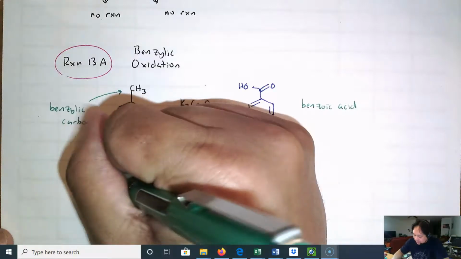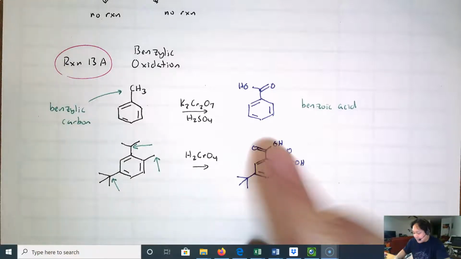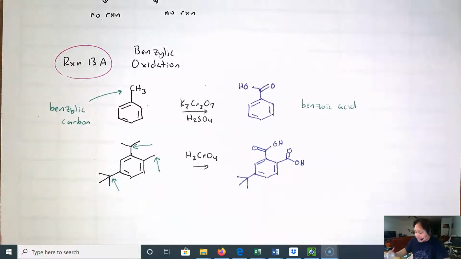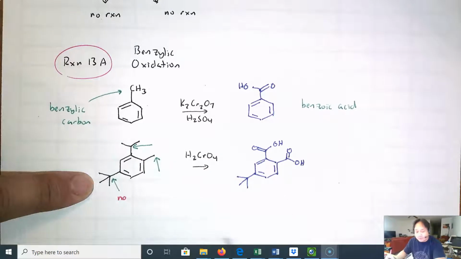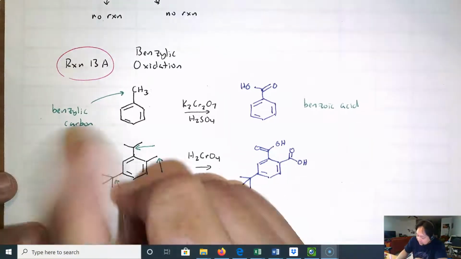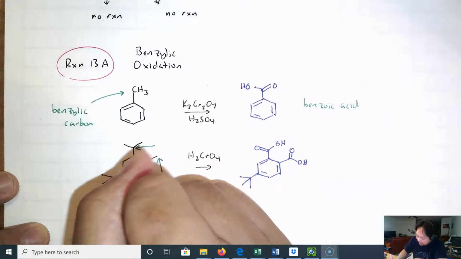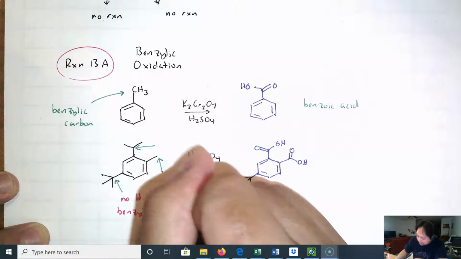Oxidation is burning. You're adding oxygen. What about this one? It did not get oxidized. It stayed as a tert-butyl group. The rule with this is that you need at least one hydrogen on the benzylic carbon to get this reaction to work. So there's no hydrogen on the benzylic carbon in this case. Don't oxidize.